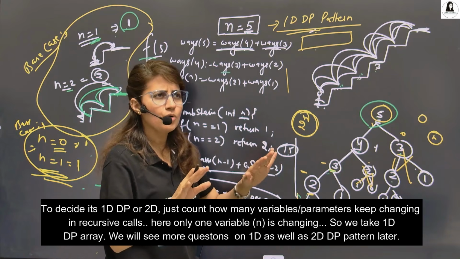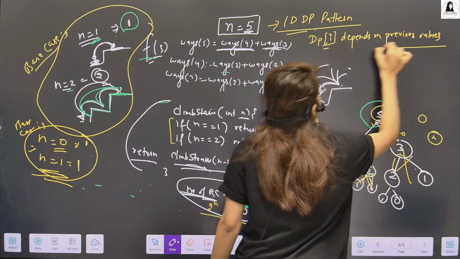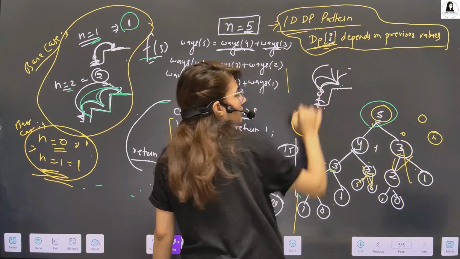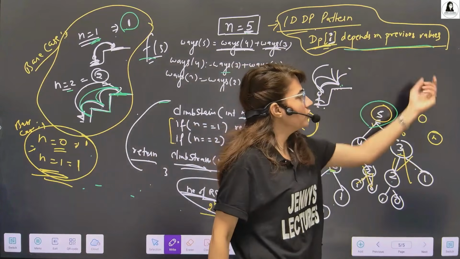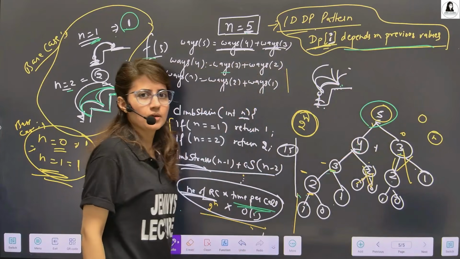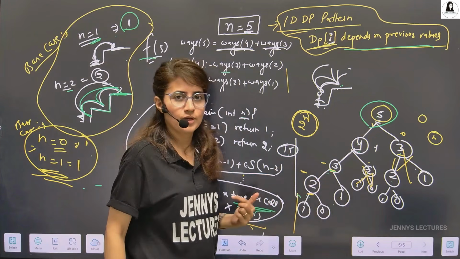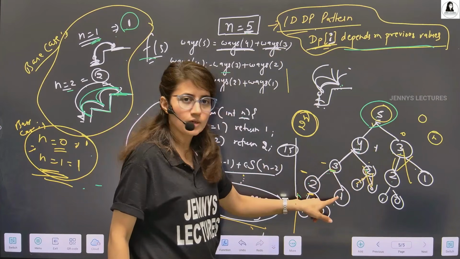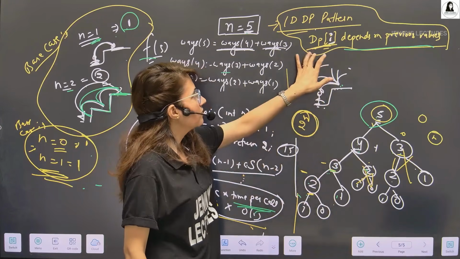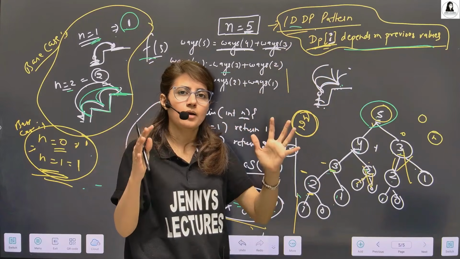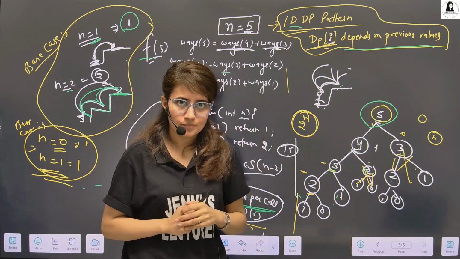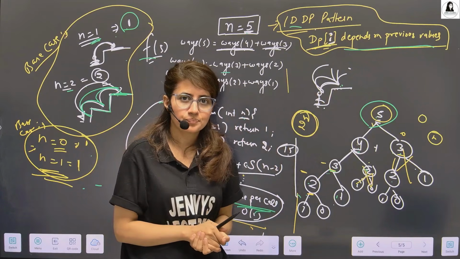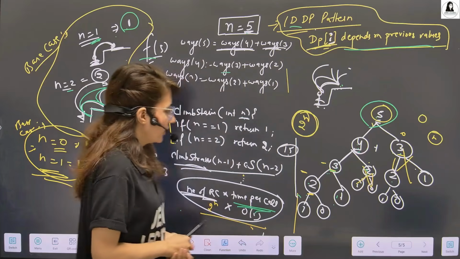So how is this a 1D DP pattern? See, 1D DP pattern means dp of i, at that array index i, depends on previous values. Here, same thing. This depends on previous values, this depends on previous values, this depends on previous values. Okay, that's what we can identify. It's a 1D DP pattern, so you need only a 1D array. Simple. We also solve problems having tables, like 2D. Don't worry about that.